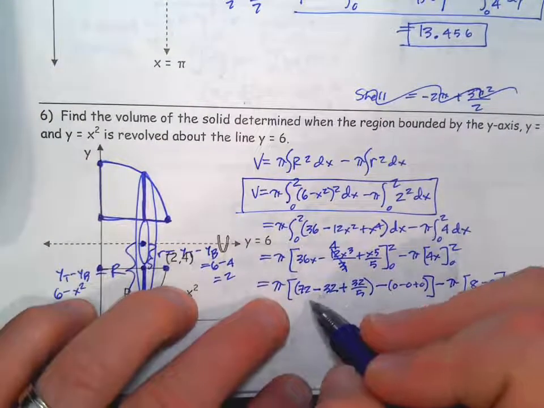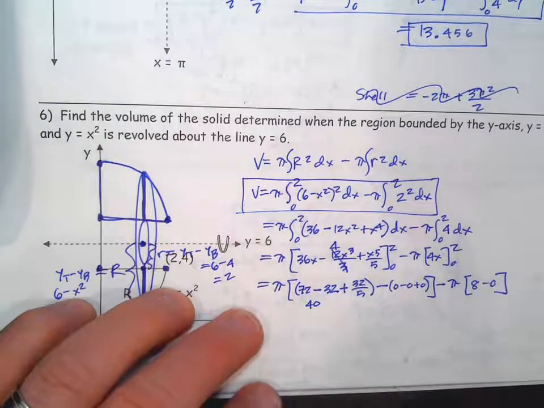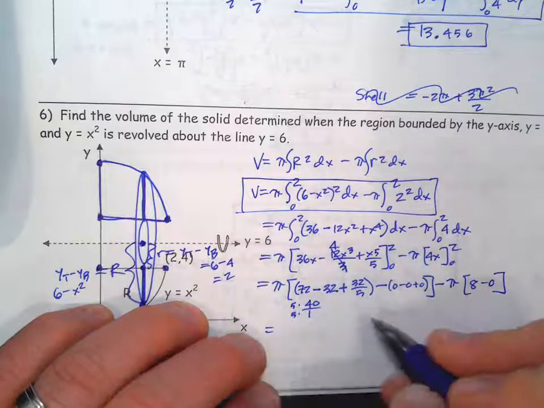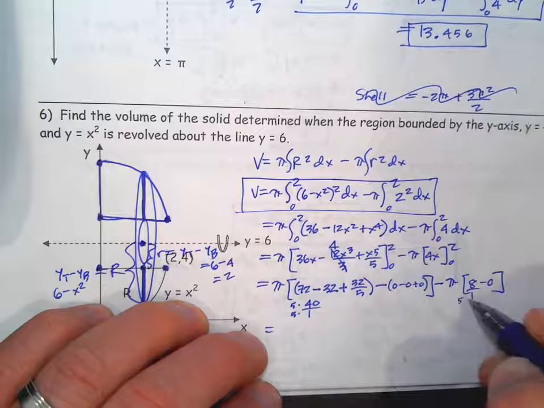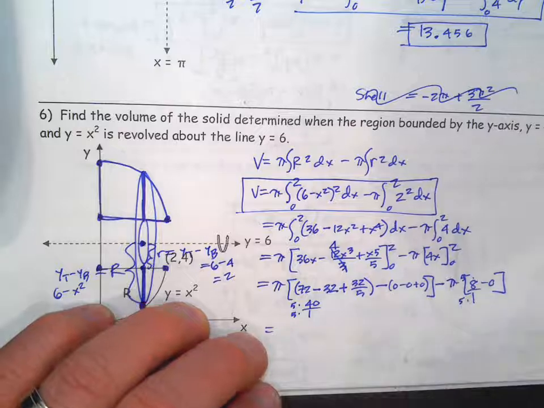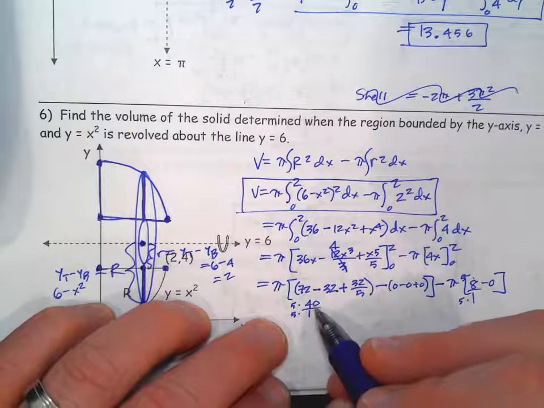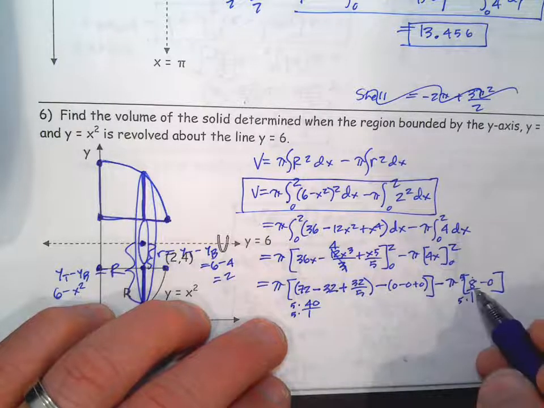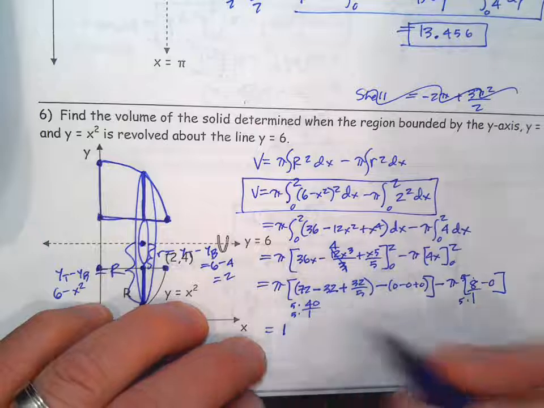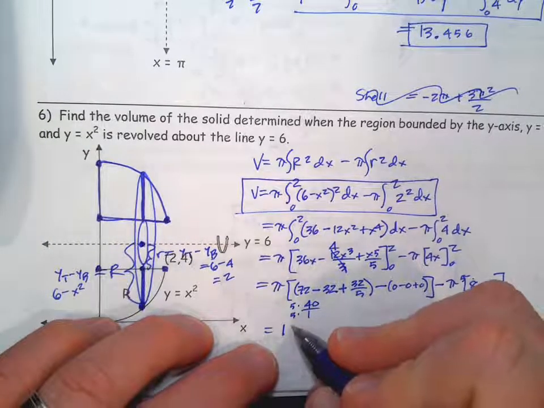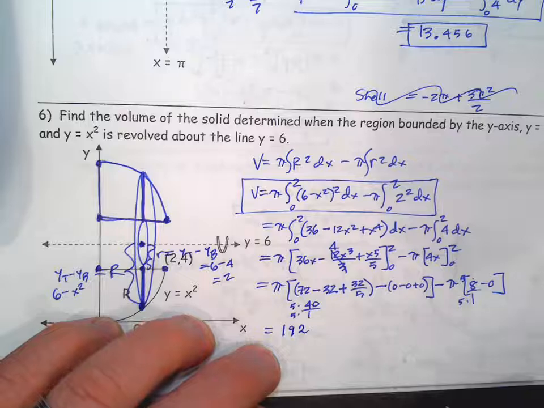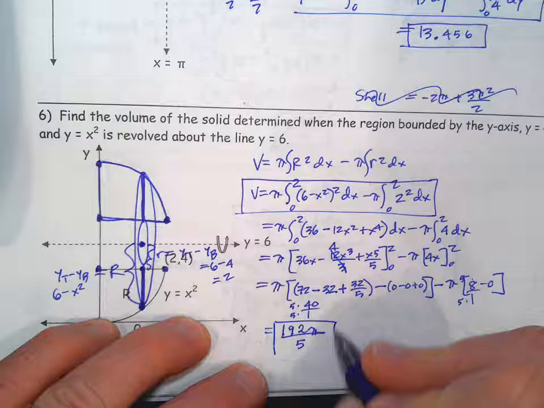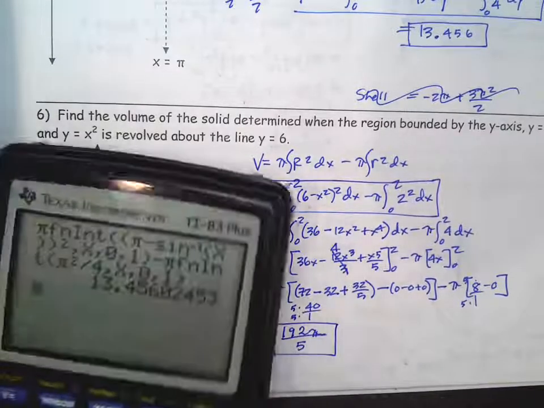So this is going to be 40. I guess we could give these guys the least common denominator, 5. This guy would want the least common denominator also, 5. So we get 232 minus 40, which would be 192 pi over 5. Let's check it.